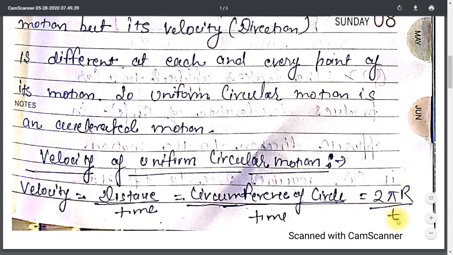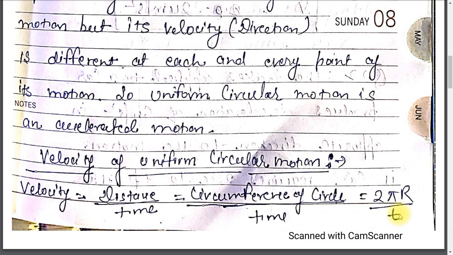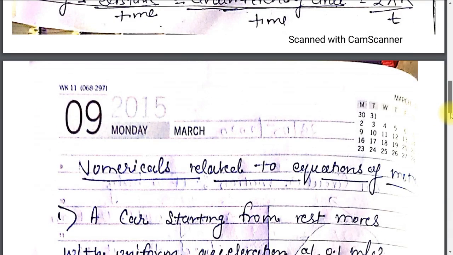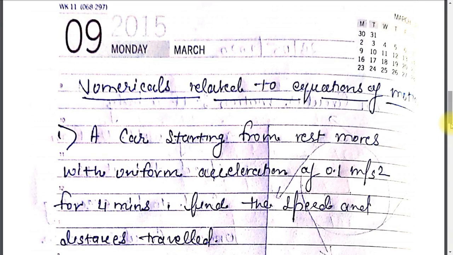That means if we have the value of the radius of the circular path and the time taken to cover that circular path, with the help of those two values we can calculate the velocity of the object during that circular motion. So this is a very important formula, and for the numerical portion this formula is very important related to uniform circular motion.